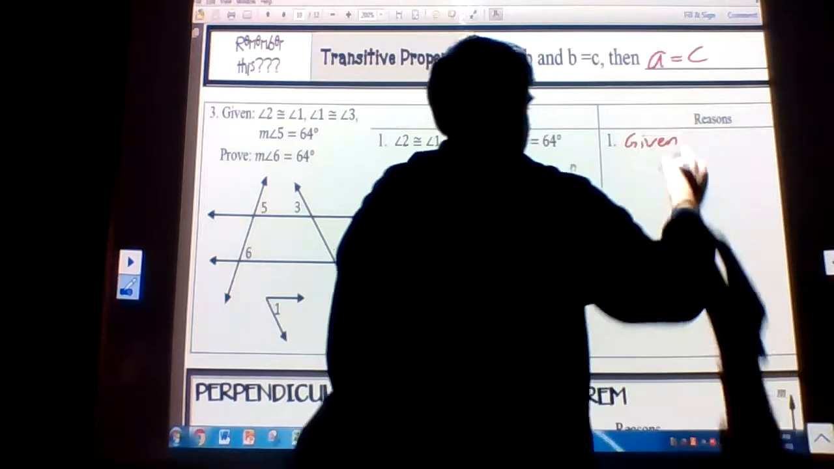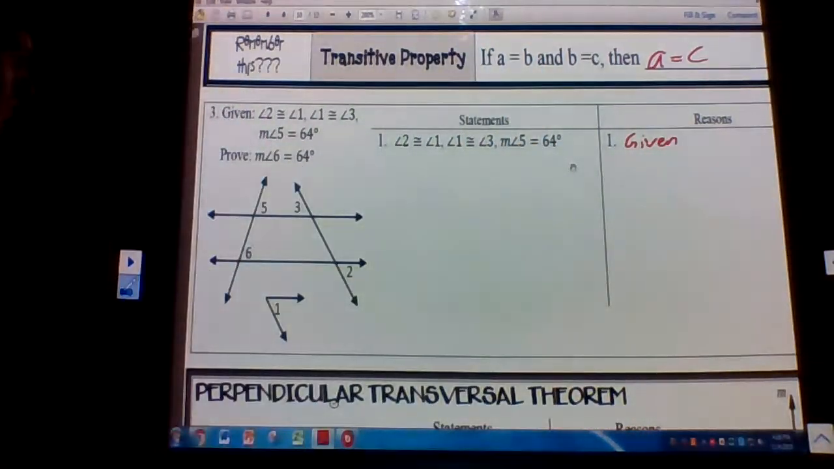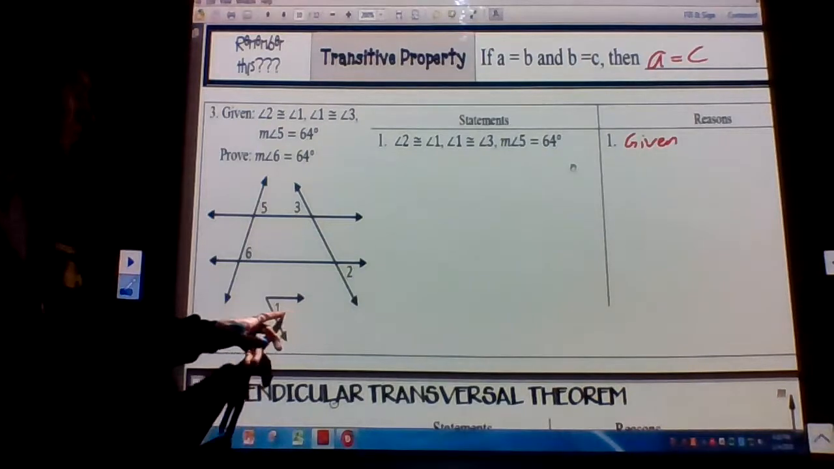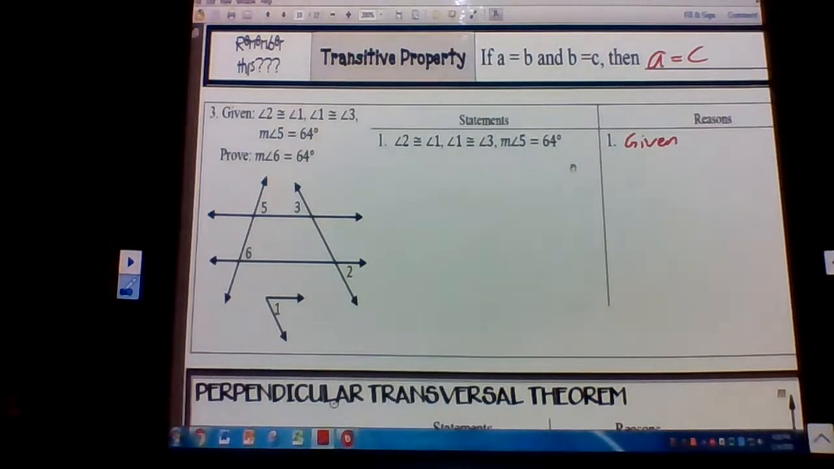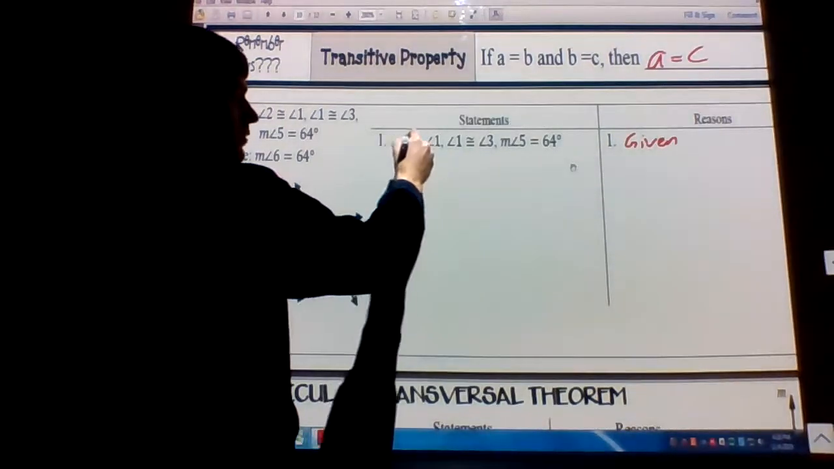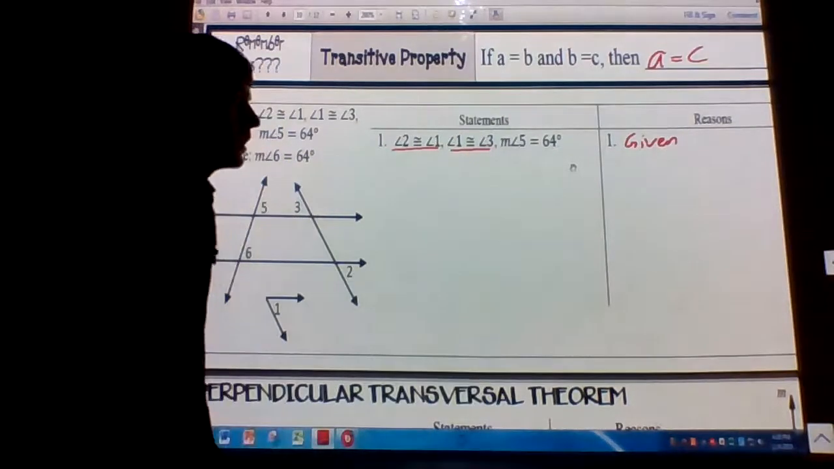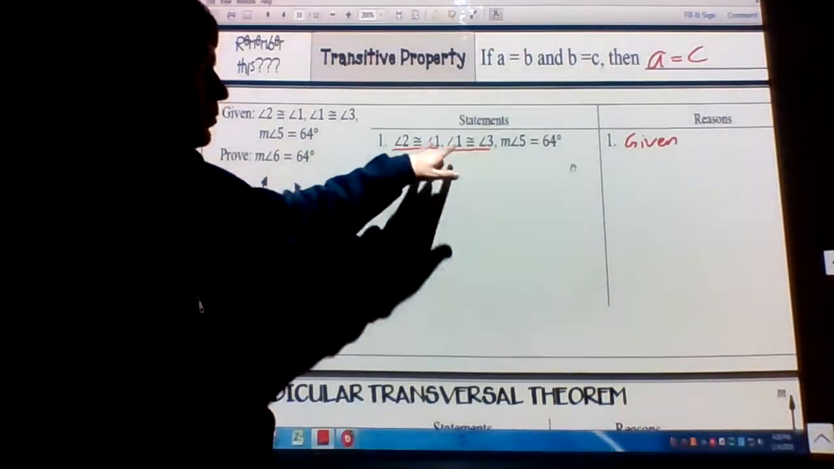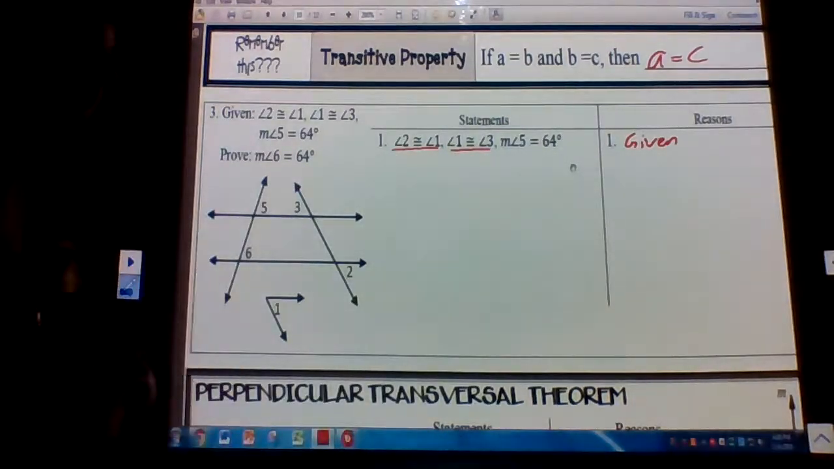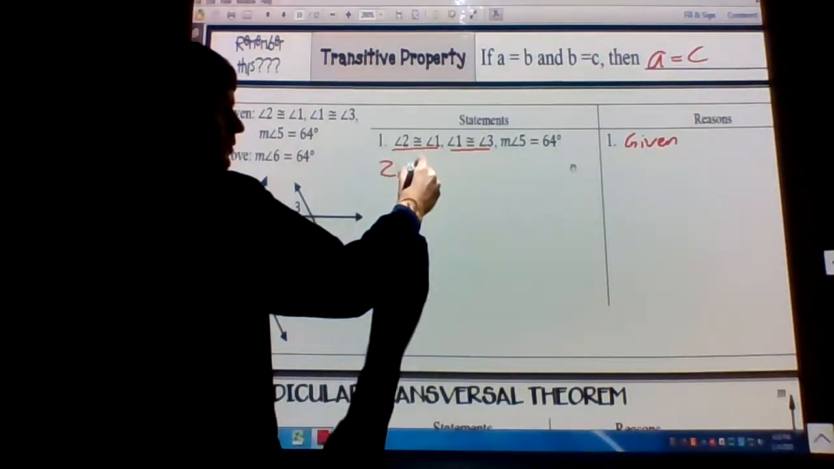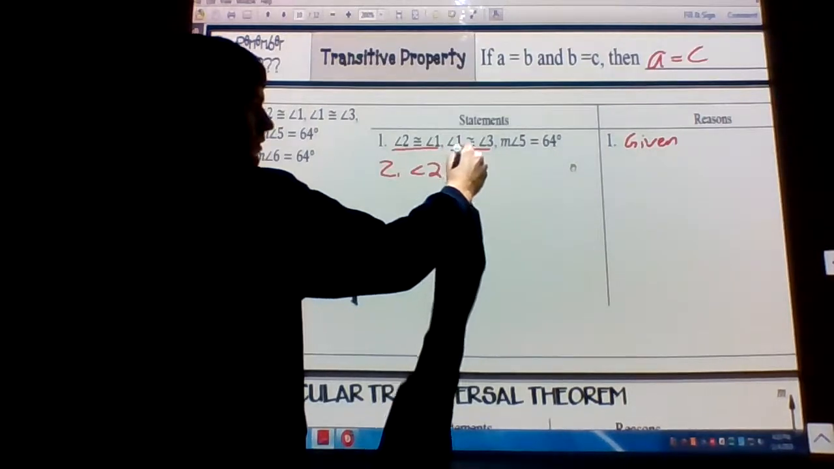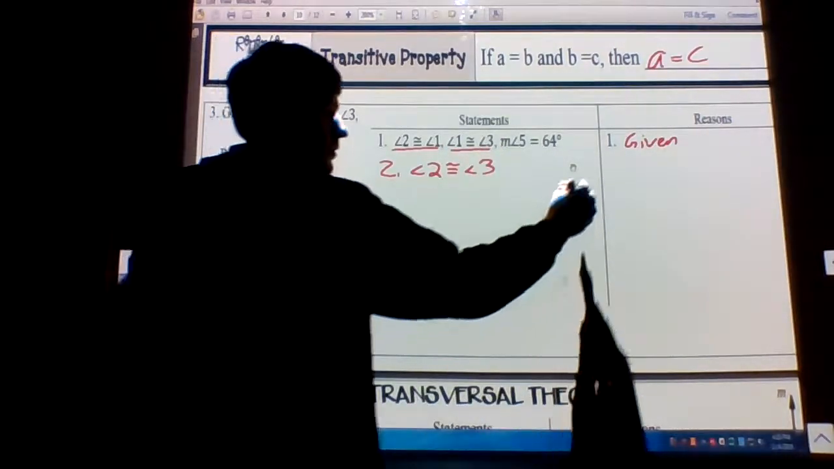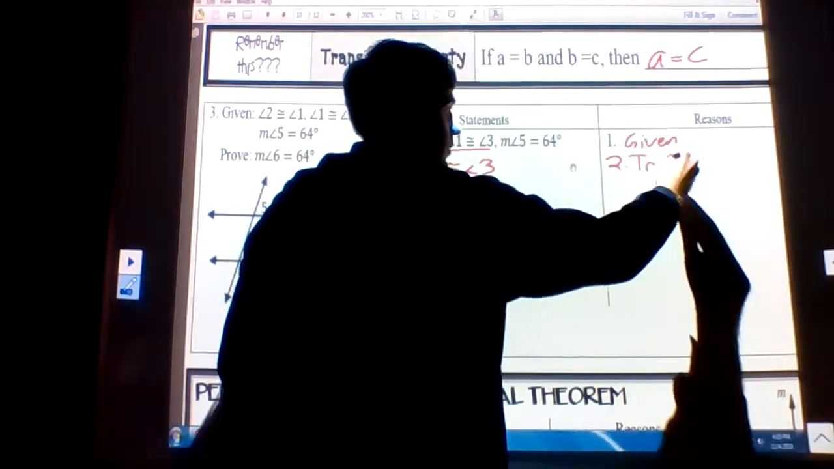Right, so here's our given. They're giving us this information. Angle 2 is congruent to angle 1, and angle 1 is congruent to angle 3. So right off the bat, we can use our transitive property. Here we have angle 2 is congruent to angle 1, angle 1 is congruent to angle 3. So since angle 2 and angle 3 are both congruent to the same thing, they're going to be congruent to each other. So for step 2 here, we're going to say angle 2 is congruent to angle 3. That's our transitive property.